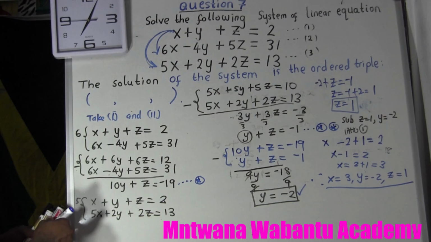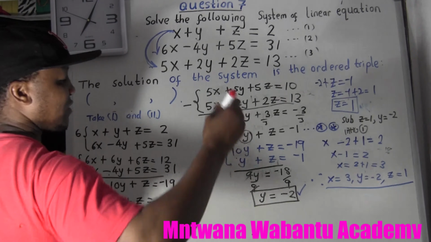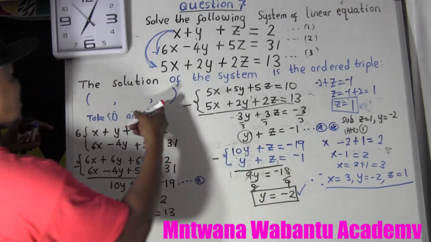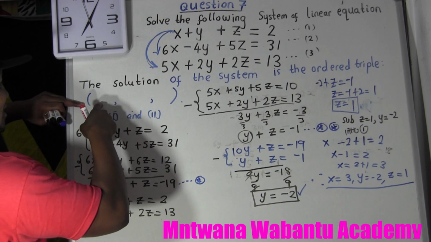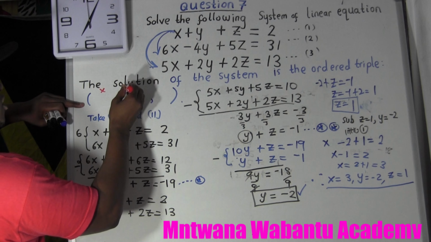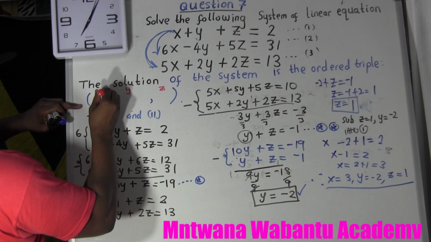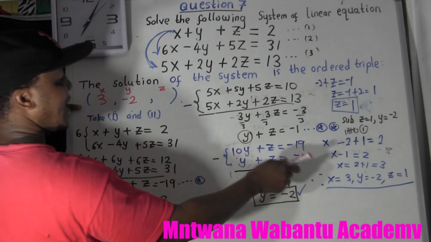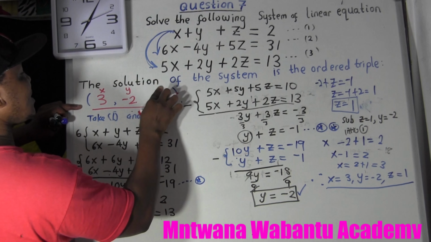So finally, we can just finalize and say, oh, this was the question here: the solution system ordinate triple x, y, z. So always when you start with x, y, z: what is the x? Our x equal to 3. And what is the y? Y equal to -2. And z equal to 1. So this is our answer.